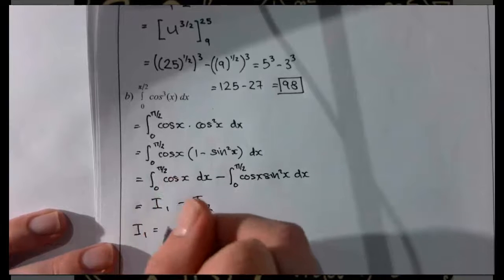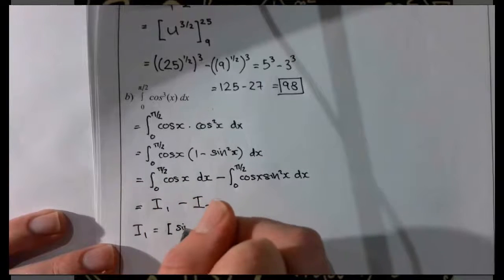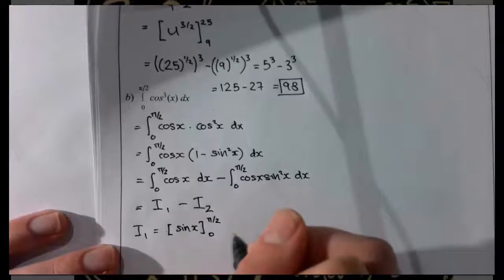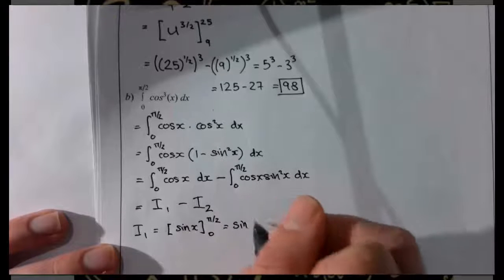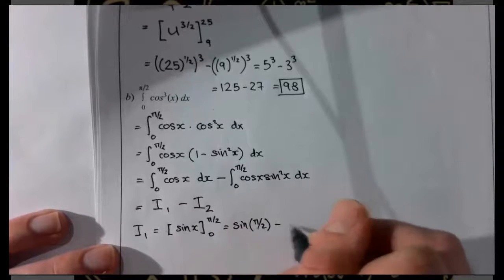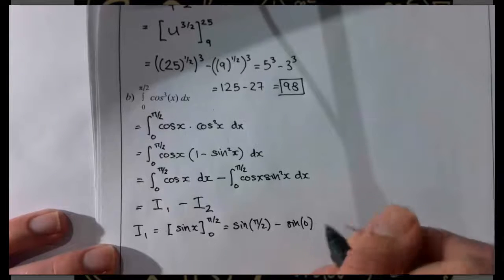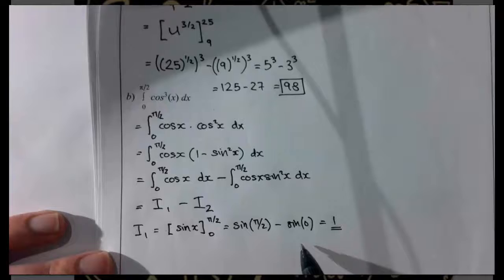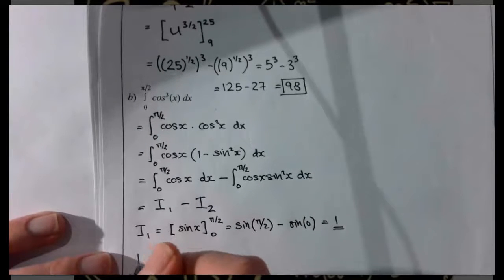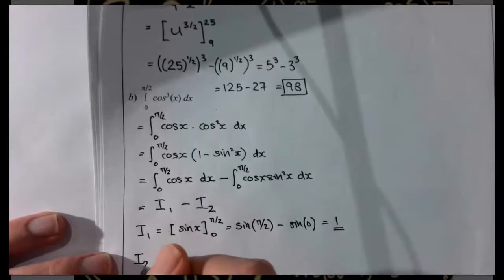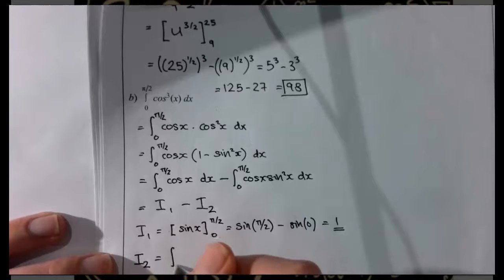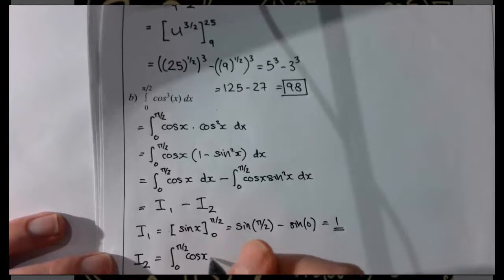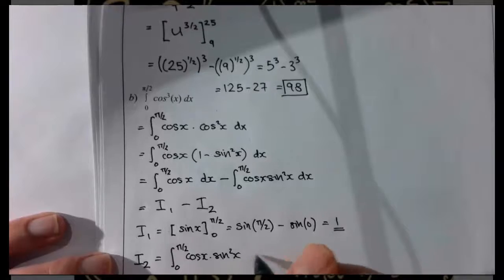I1, the integral of cos x integrates to sine x, and we are evaluating that at pi over 2 and 0. So it is sine of pi over 2 take away sine of 0, and so it is 1. So I1 is 1. Then we're going to look at I2. Let's have a look at it. 0 to pi over 2 cos x times sine squared x dx.